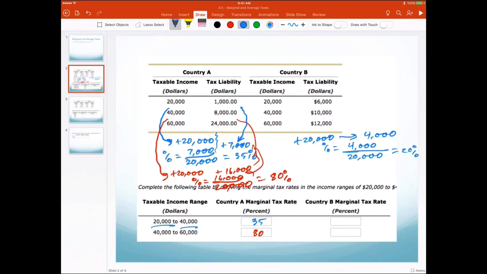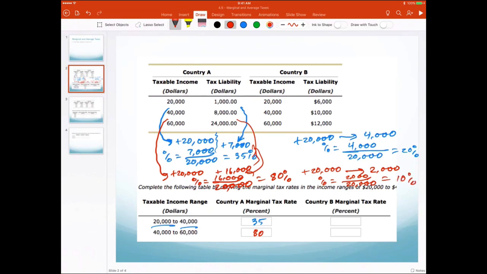Okay. The last one here, again, you have a plus. When you're going from 40 to 60, you get an additional $20,000, and your taxes go from $10,000 up to $12,000. So they increased by $2,000. So therefore, the percentage is going to equal 2,000 divided by 20,000. This should be equal to 10%.